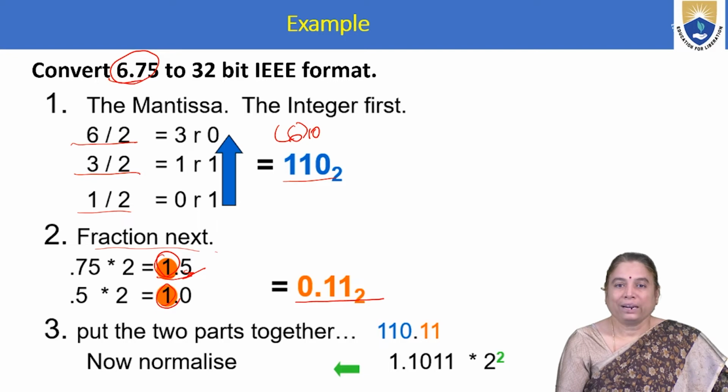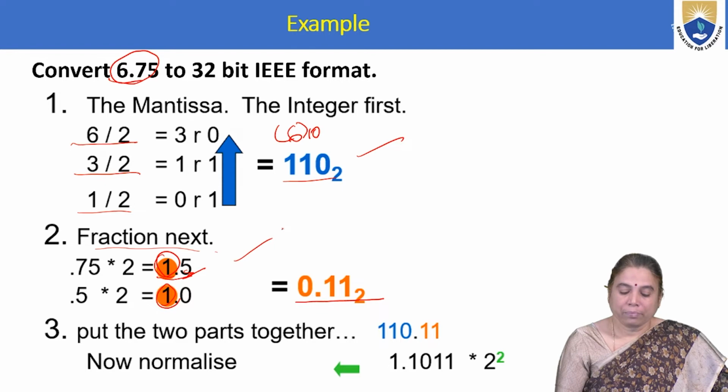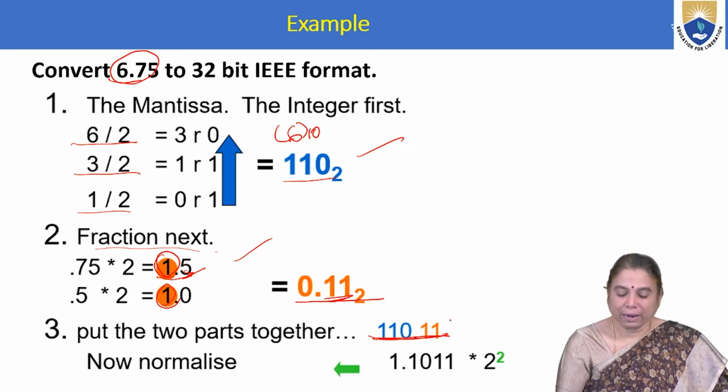So 0.11 is the binary equivalent of the fractional part 0.75. Why? Because after the decimal point in binary, the positions are obtained by multiplying with 2 power minus 1, 2 power minus 2, like that, the positional values. So the integer part and the fractional part can be integrated and represented. Put the two parts together. The 6 equivalent is 110, point, the fractional part is 11. So both parts are combined here.